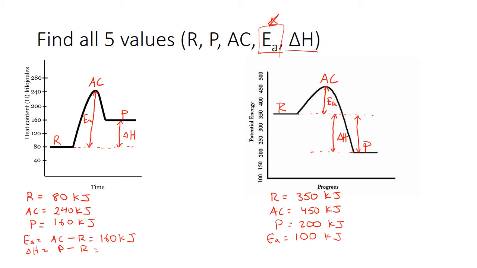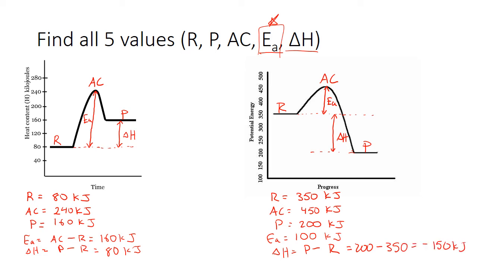Any of those things are still going to show you that the delta H is going between R's value and P's value. So on our first graph, we have 160 minus 80. P is 160, R is 80. That's going to give us 80. And on the other graph, delta H is going to be P minus R. I'm emphasizing that here because you notice P is lower than the R. So that's going to be 200 minus 350. Gives us that negative 150.